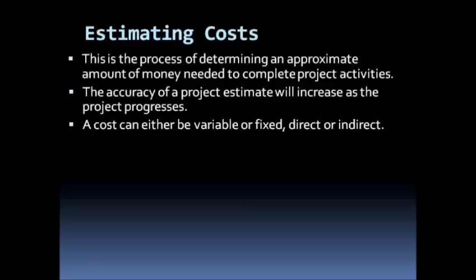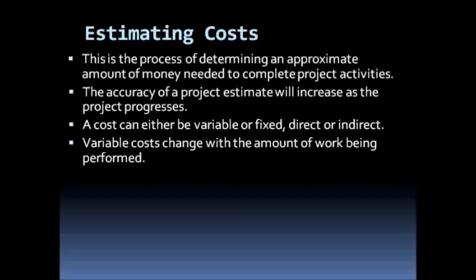A cost on a project can either be variable or fixed, direct or indirect, which means there are some costs which change with the amount of work being done, and other costs which remain the same. There are costs which could be directly attributed to the work we are doing. There are other costs which are overhead items which are not directly attributed to the project work.